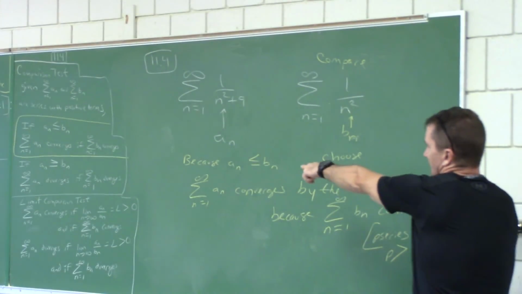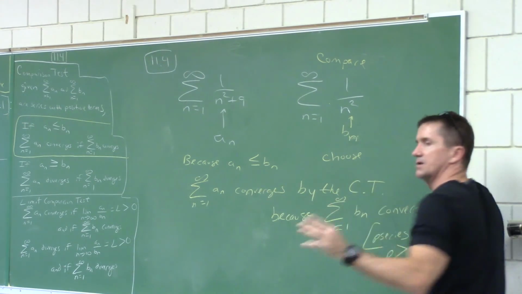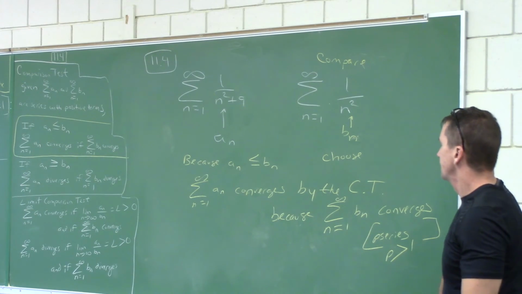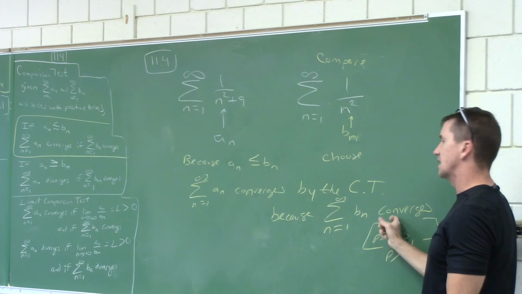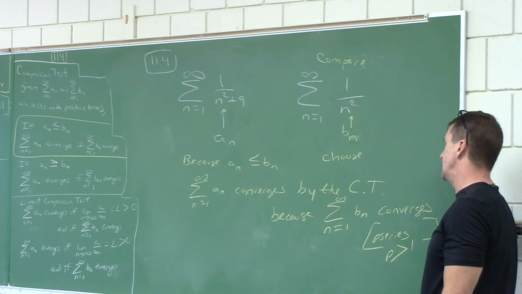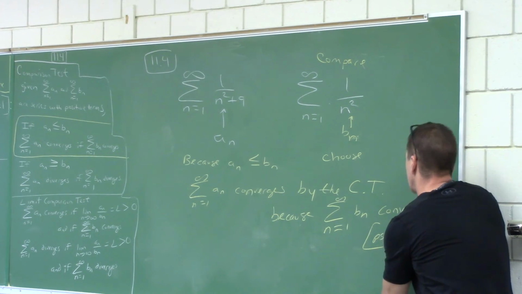So check out the writing here. This converges by the comparison test because the series B sub n right here converges. It's a P series with P greater than 1, or P equal to 2. Cool.